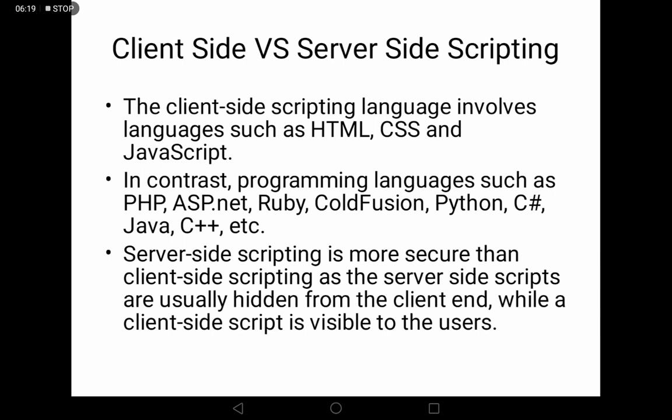Some scripting is written for the server side, for storing in the database. For example, a customer wants to withdraw some amount from his account. His account holds only 5,000 rupees, but he wants to withdraw 10,000. This checking process will be done on the server. This kind of server-side program we can write using PHP. Second point, in contrast, programming languages such as PHP, ASP.NET, Ruby, ColdFusion, Python, C#, Java, C++ are all examples of server-side scripting languages.